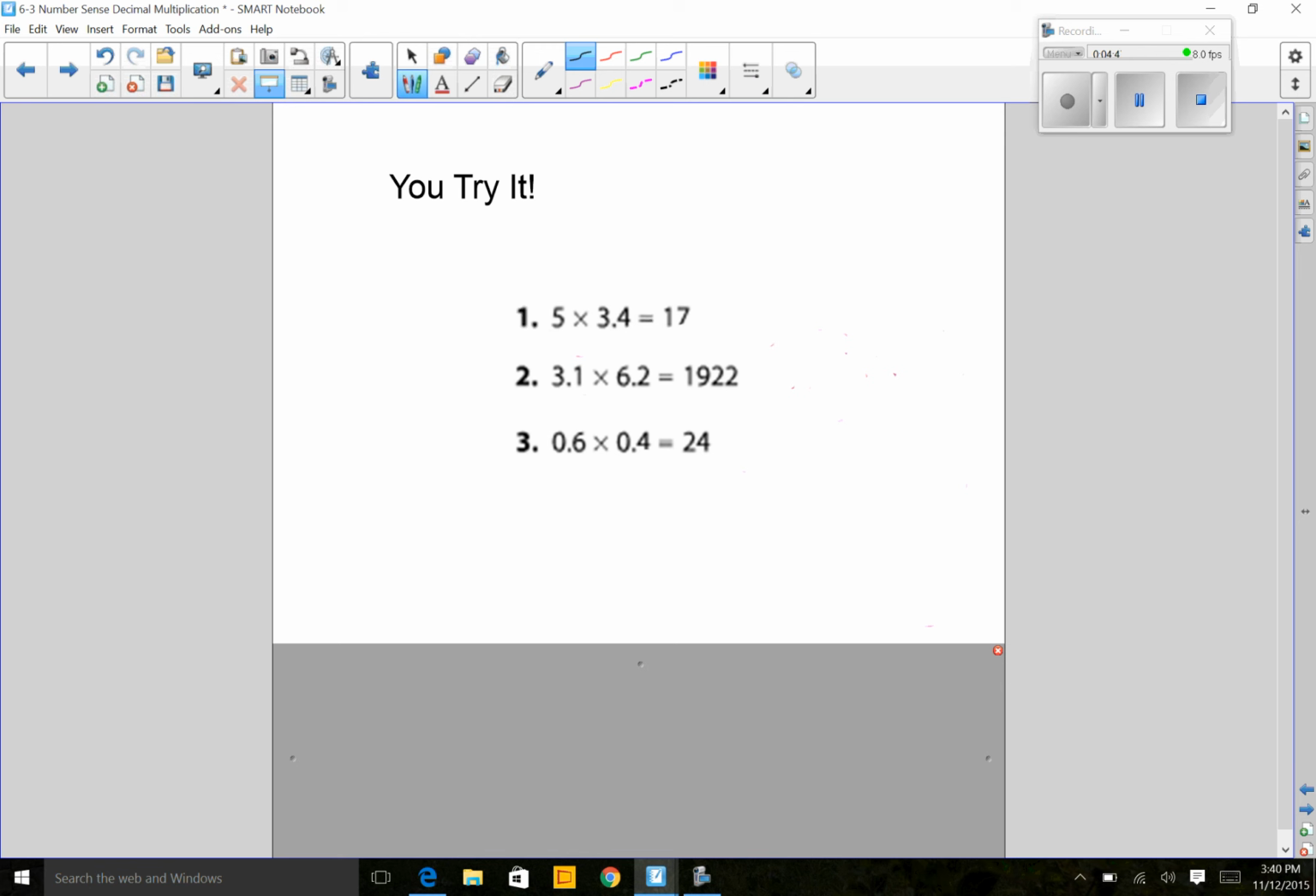For number 1, I would just think of this as 5 times 3. What does 5 times 3 equal? 15. So where am I going to put the decimal? Right at the end. My reasonable answer for that would be 17. For this one, I would think of this as 3 times 6. What's 3 times 6? 18. So where can I put the decimal to make that close to 18? 19 and 22 hundredths.